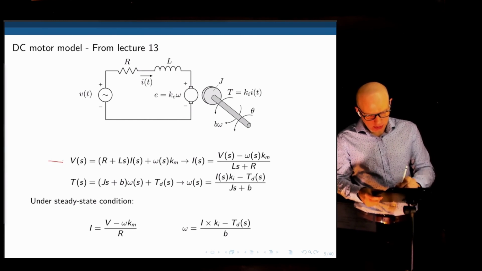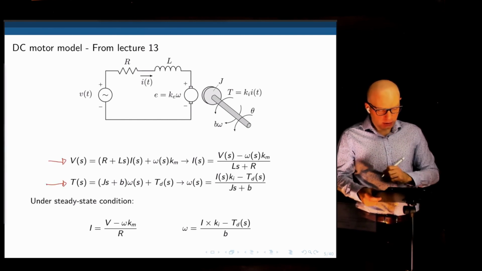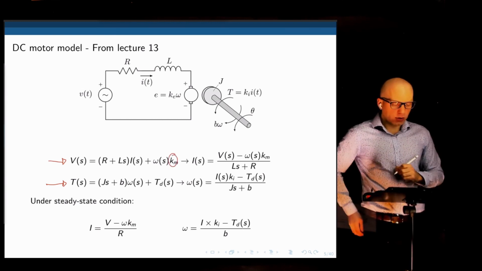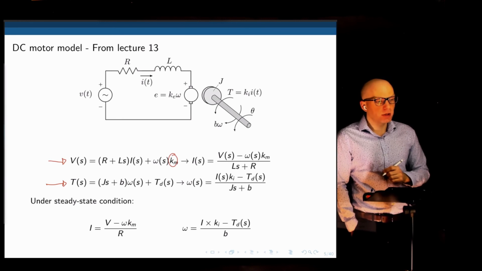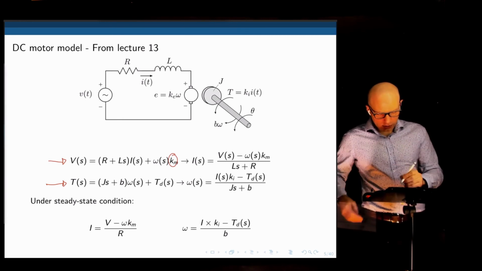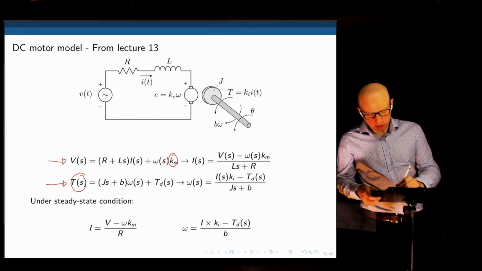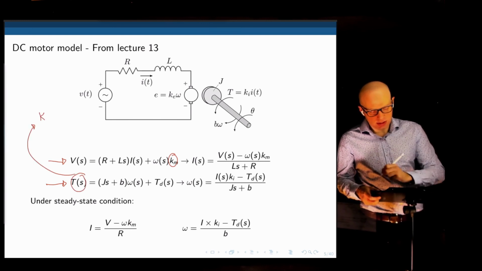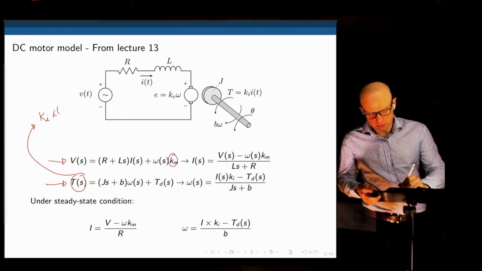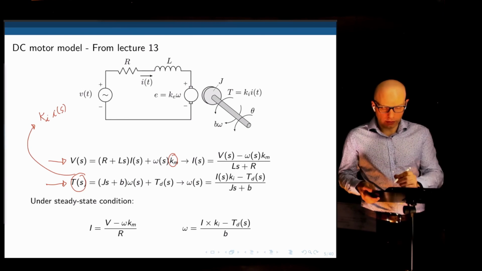We had one for the electrical part, one for the mechanical part. You recognize all these terms. Here is one of those constants that I mentioned, the speed constant, and the other constant would appear here, where the torque developed by the motor is simply that same constant, but let's call that Ki here, just to avoid confusion, times the current in the motor itself. And that's the torque developed in the motor.